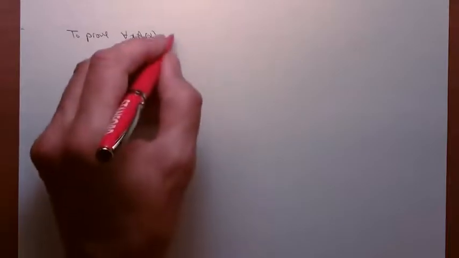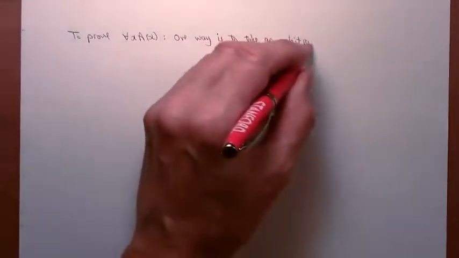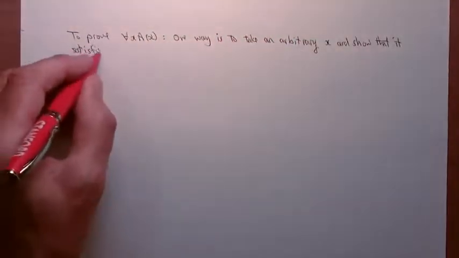Well, now let's take a look at how we might prove a statement involving a universal quantifier. Suppose we wanted to prove a statement for all x, A(x). One way is to take an arbitrary x and show that it satisfies A(x).